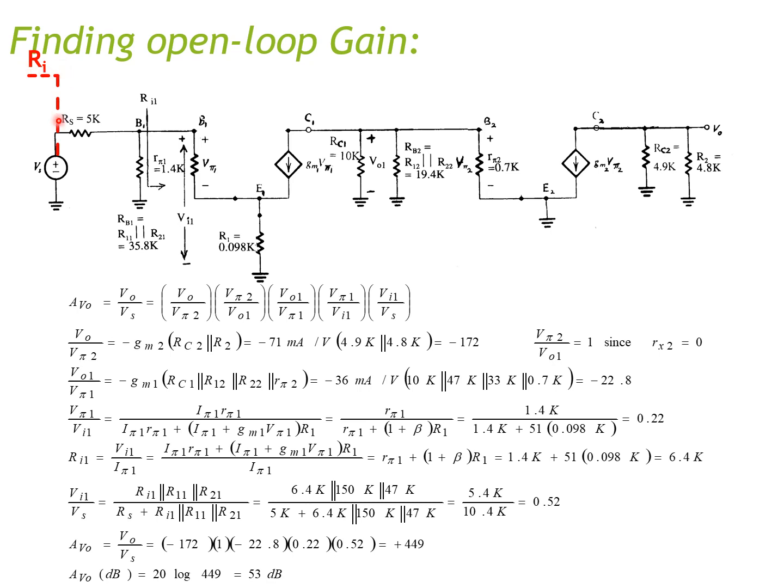And I'm going to define that input resistance including the source resistance of 5 kilo ohms. That is going to be Ri equal to Rs plus Ri1 plus parallel Rb1, and that's going to be equal to 5.4 kilo ohms. And the output resistance of the basic amplifier, or the open loop output resistance, is going to be R2 parallel RC2. It's going to be 2.4 kilo ohms.